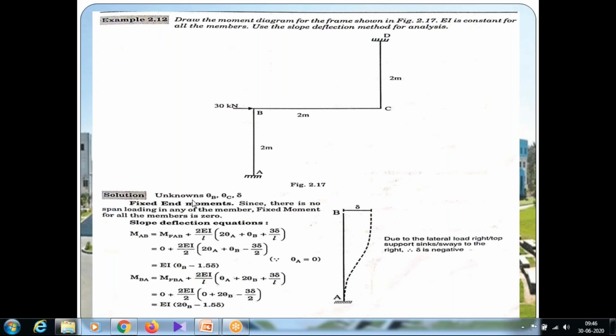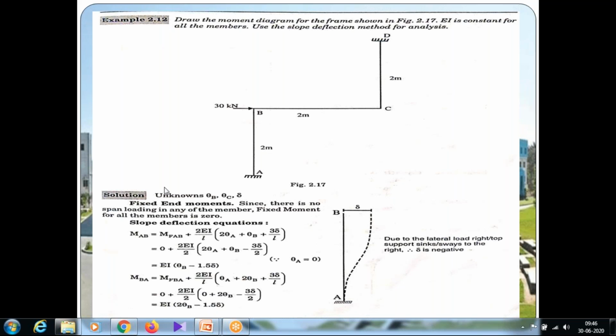The second step is calculation of slope deflection equations. There are three members, three spans AB, BC, CD. Then how many slope deflection equations will occur? Six slope deflection equations. Each span has 2 equations. First, we'll calculate for span AB.